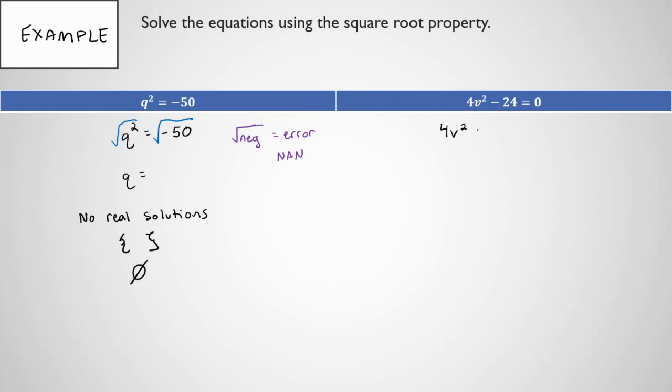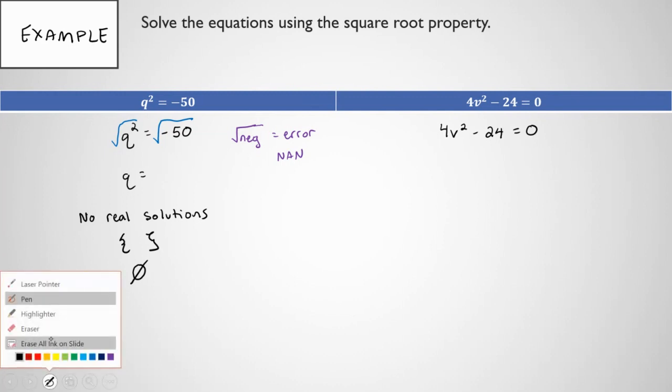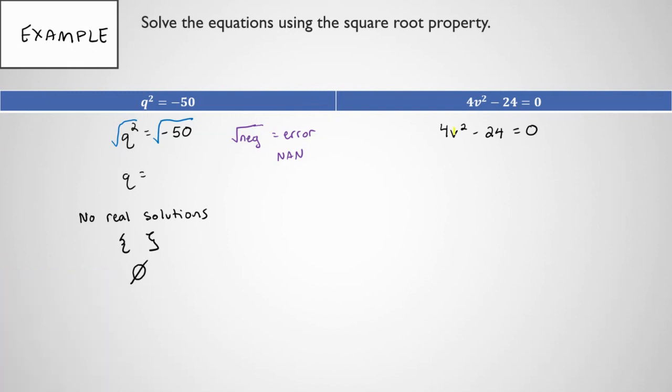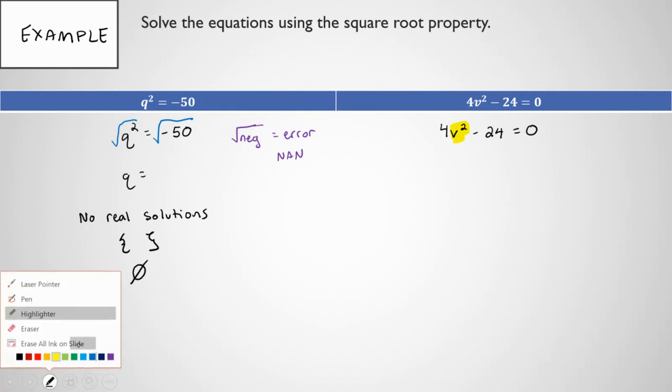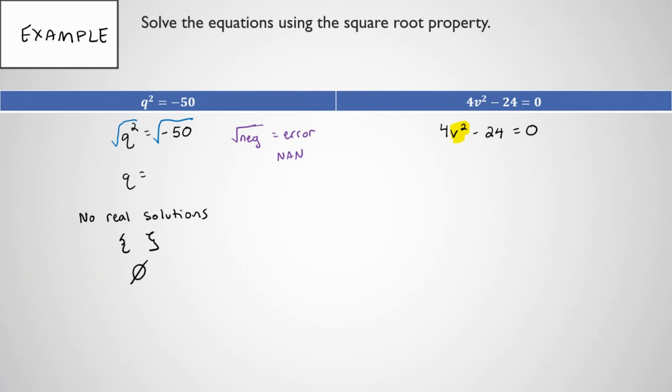We have 4v squared minus 24 equals 0. To use the square root property, we want to get the v squared by itself. So we want to isolate this v squared. So it's like you're solving for v, but we're solving for v squared instead. But the steps are very similar. So I'm going to start by adding 24 to both sides. So I'm left with 4v squared equals 24.